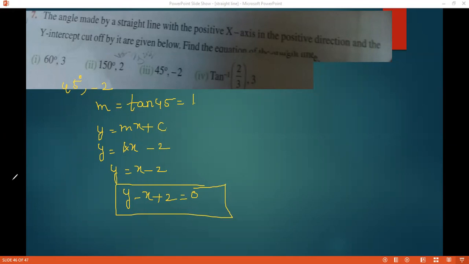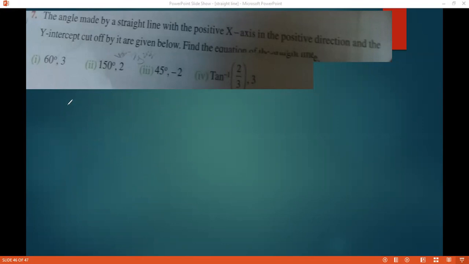At last we have to keep the equation in a standard form. You can write this as x minus y minus 2 is equal to 0, because generally we won't put x as negative. You put it like this, then it looks pretty. Okay. 45 and minus 2, it is done. Let us move to the next one.